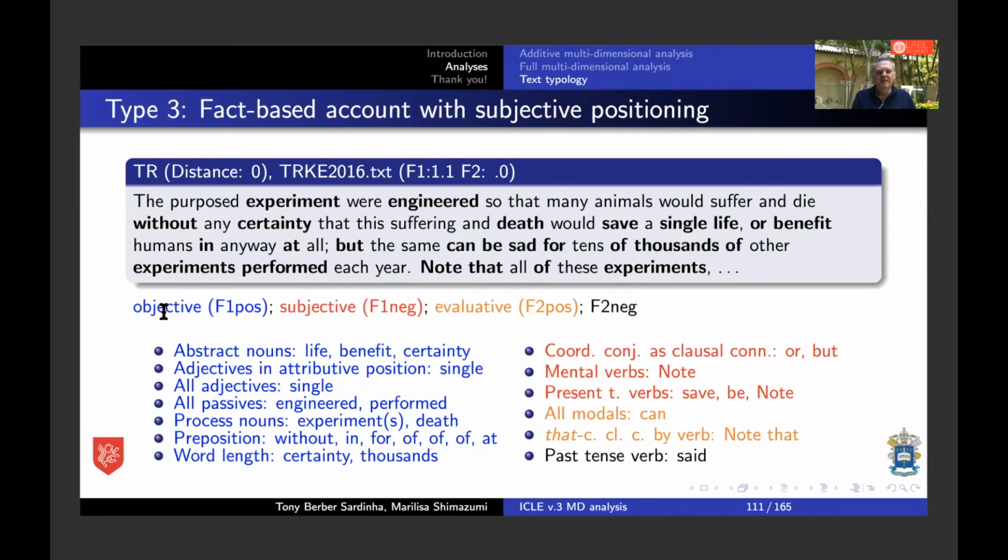And here are the colors, so you can see all of these features in blue will enable the student to give the objective information. Then the ones in red will be the ones providing the subjective linguistic features, and here in orange, the evaluative. So this syndrome of features creates this fact-based type with some subjective positioning, which is the main type.